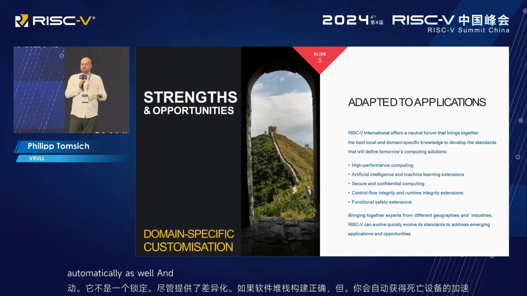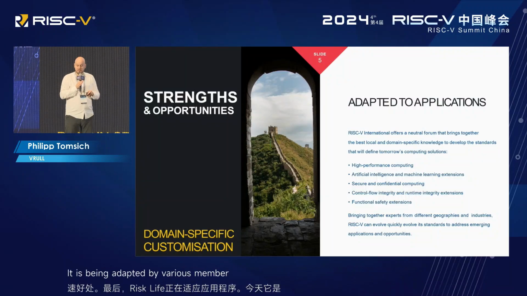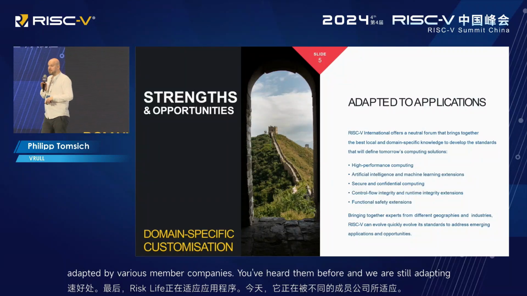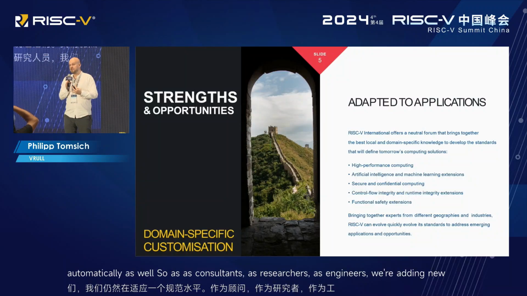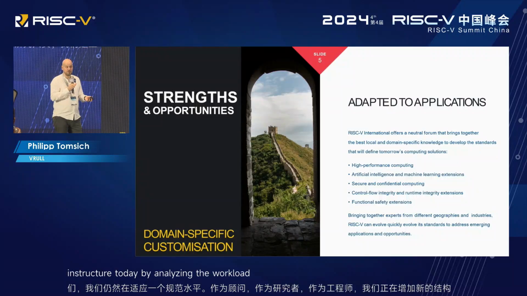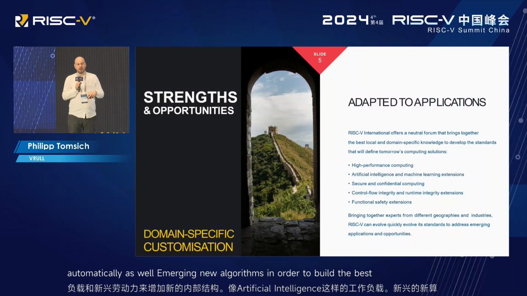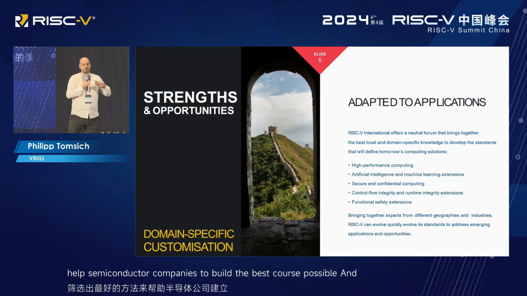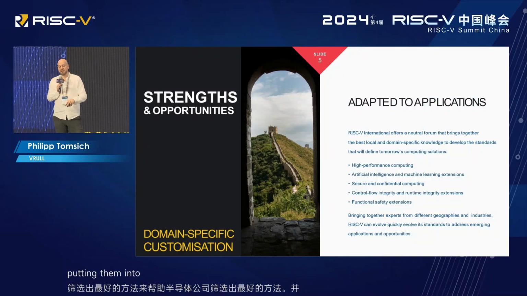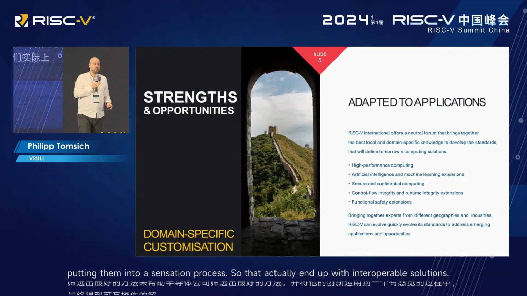And finally, RISC-V is being adapted to applications today. It is being adapted by various member companies. You've heard them before. And we are still adapting it on a specification level. So us as consultants, researchers, and engineers, we're adding new instructions today by analyzing the workloads, emerging workloads like AI, and emerging new algorithms in order to build the best cores possible and to help semiconductor companies build the best cores possible, and taking these innovations and putting them into a standardization process so that we end up with interoperable solutions again, despite having a continuous drive to improve what we have.